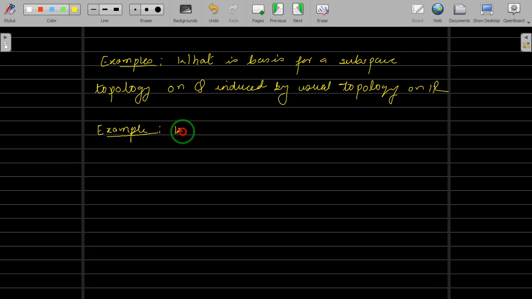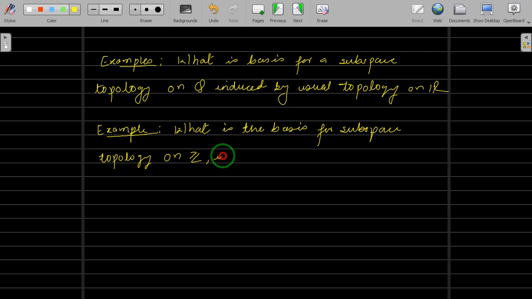Now, what is the basis for the subspace topology induced by the usual topology on R? Okay.